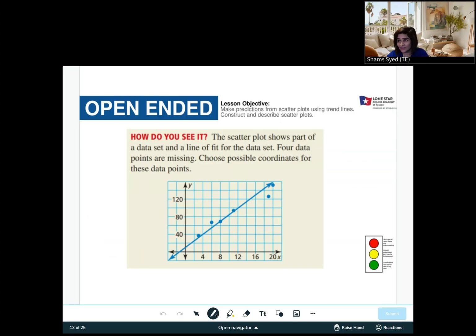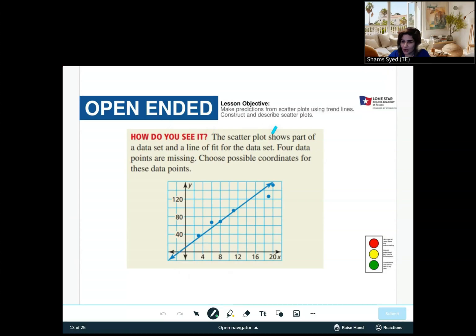This is an open-ended question. Open-ended questions are those where your answers are not going to be incorrect. Everybody will have slightly different answers, and there's very little to no margin for being wrong, right? So the problem reads, how do you see it?